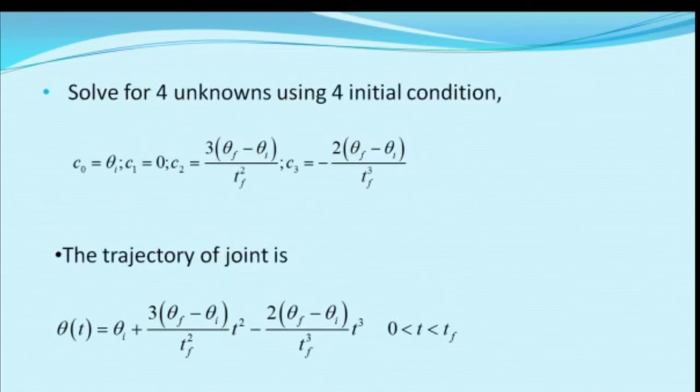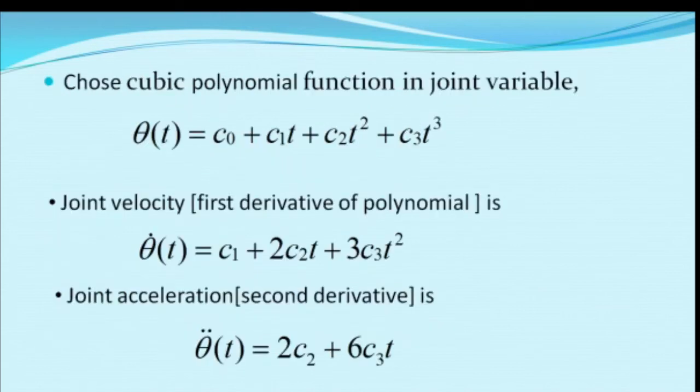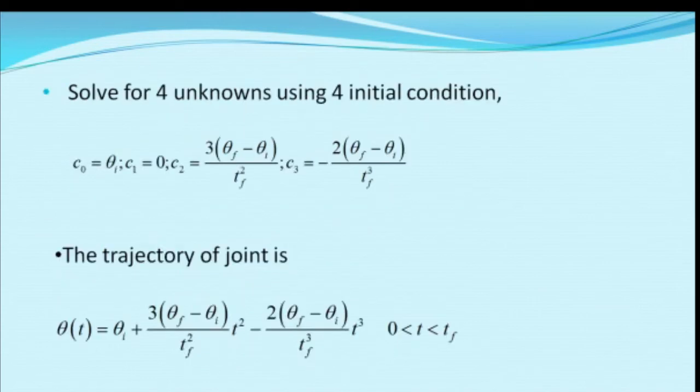Now solve for the 4 unknowns using the 4 initial conditions. You get all these 4 unknowns. C0 comes out to be theta I, the initial joint angle. C1 is 0, C2 is this, and C3 is this. So you put these values of the constants in this equation, and you get the equation of trajectory. So theta(t) is equal to this during the interval 0 to tf, the total time required to complete the motion. So this equation describes the motion of the robot.